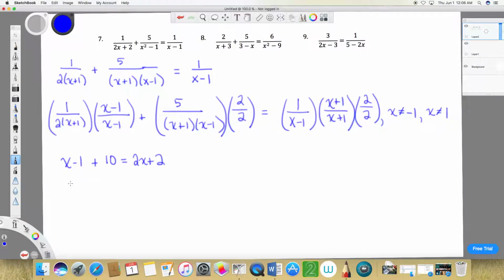So on the left-hand side, I have x plus 9. On the right-hand side, 2x plus 2. Take away 2 from each side, take away x, and I'm getting a solution of x equals 7. And if I haven't made a mistake, I'm going to be fine, because that is not going to cause division by 0. So this is the only solution to this equation. So let's go ahead and shrink this up and try to tackle number 8.